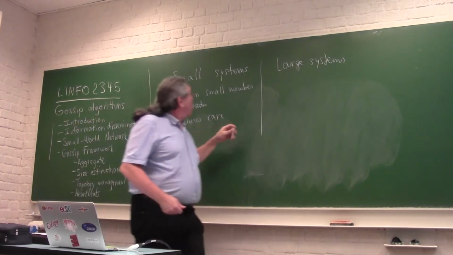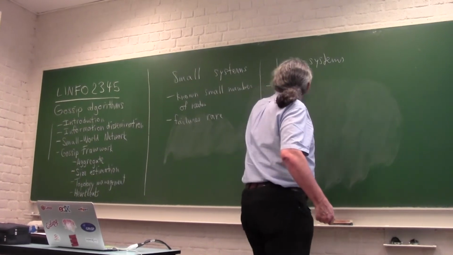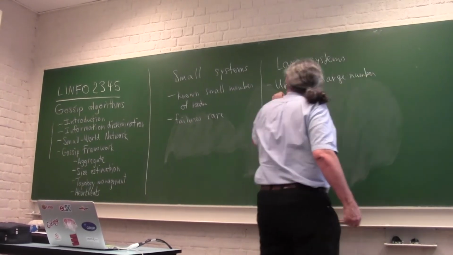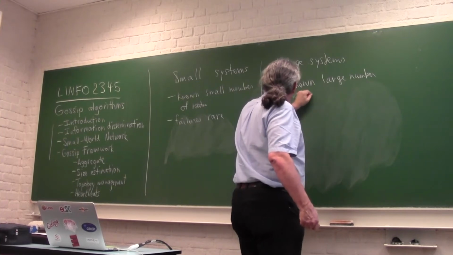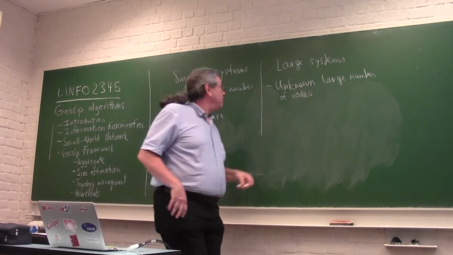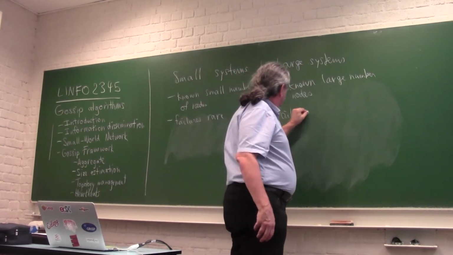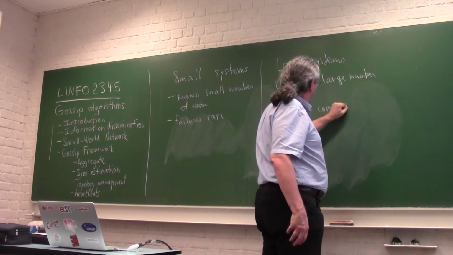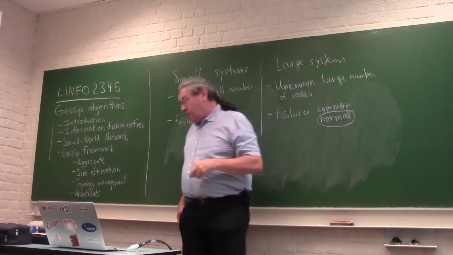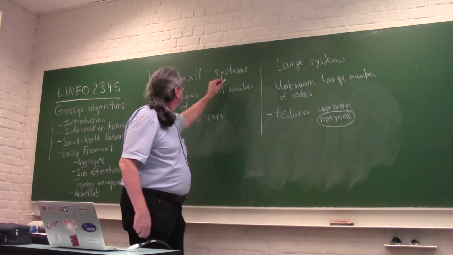In large systems, we have an unknown, very large number of nodes. For example, a social network: how many people are connected to Facebook at any time? Who knows? Even Facebook does not know. Failures are common. They happen all the time. They are normal. People don't realize when they are building small systems that failures are the normal case.